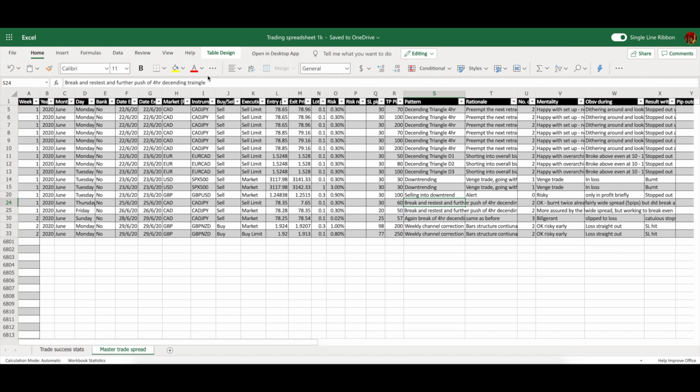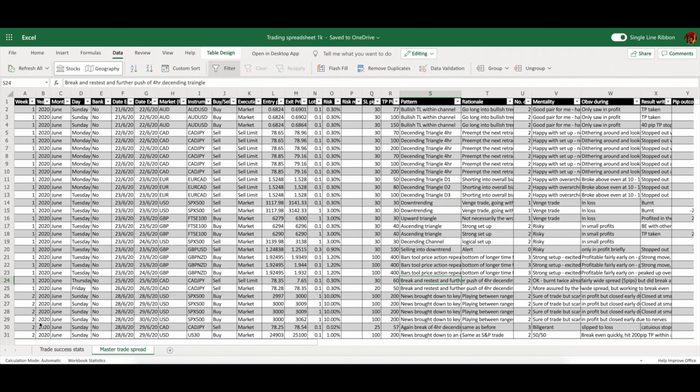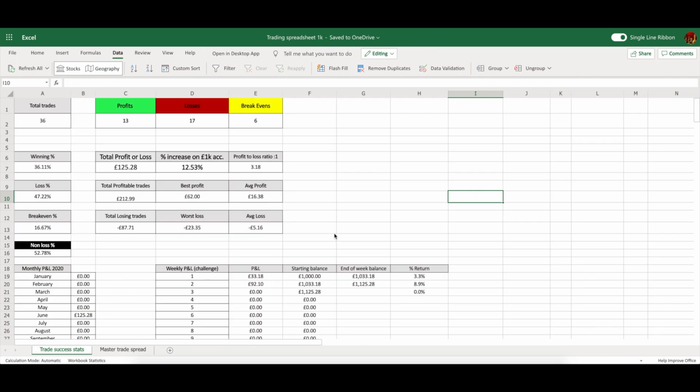I'm also not going to bore you with all of this because it can get a bit long-winded. Let's move on to the trade success stats, and just so you know how I'm looking at this, I've got this set up to measure the total amount of trades I take because I think that's important to know. Profits, losses, break evens, so it can give us the percentages here.